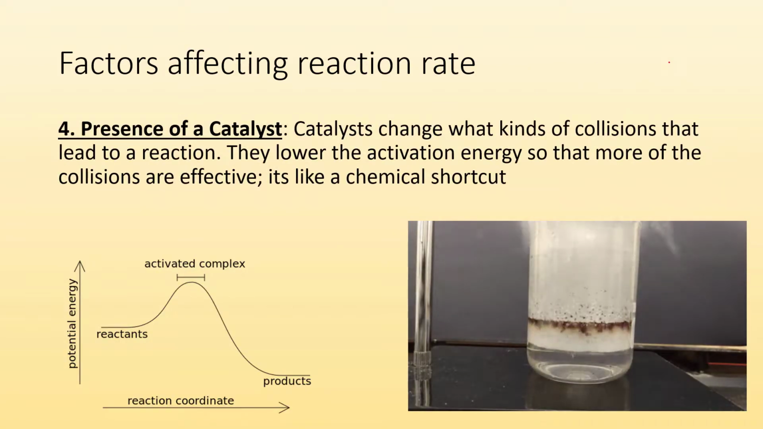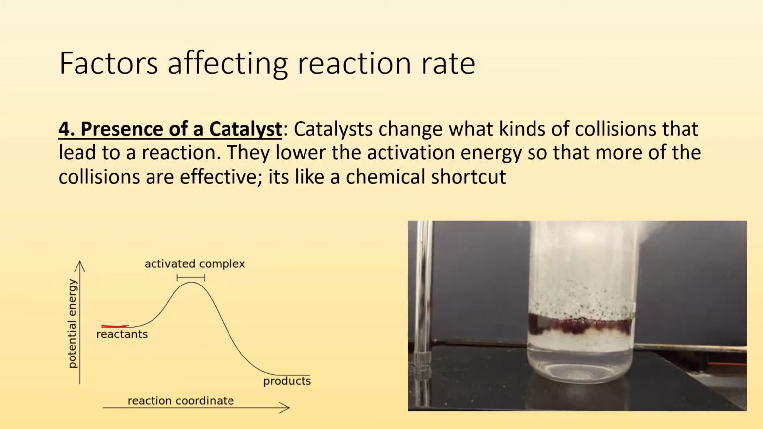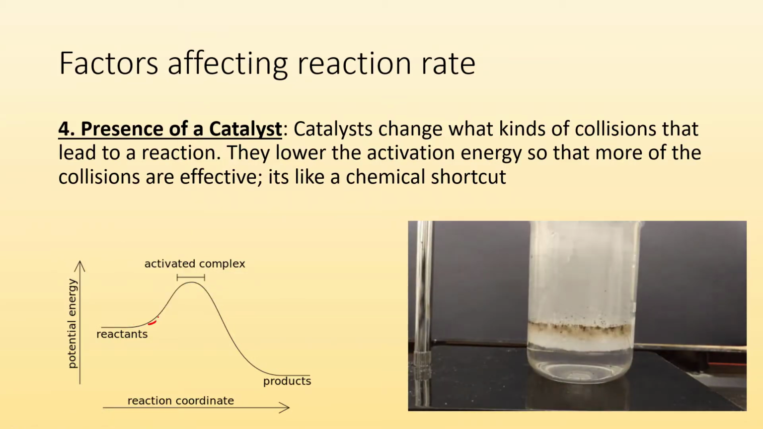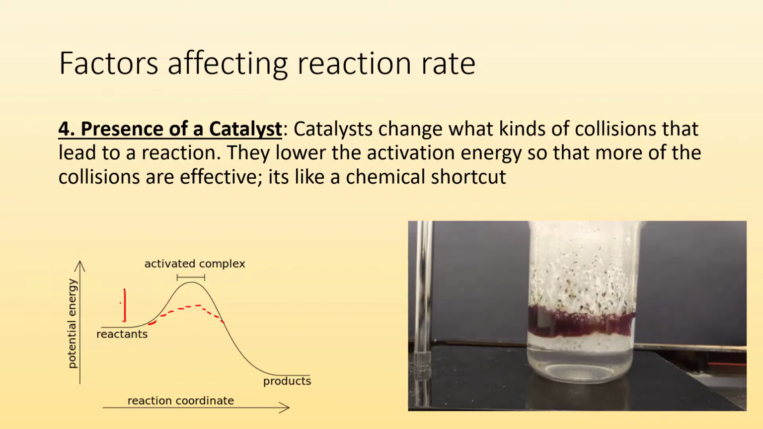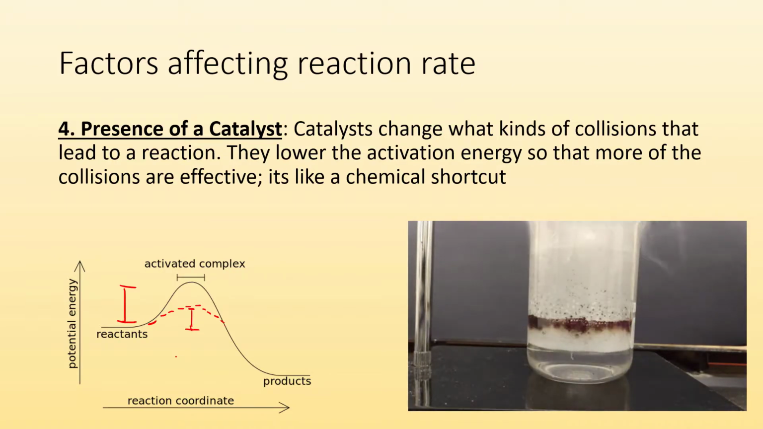Presence of a catalyst. A catalyst changes what kinds of collisions lead to reaction. They lower the activation energy so that more of the collisions are effective. So if this is my potential energy diagram, I have to invest enough energy to my reactants that it gets over this hump so that it can make products. What a catalyst does is it lowers that threshold. It lowers the activation energy. So instead of having to go all the way up here, it only has to go up here. So that means it's going to be easier for things to react.